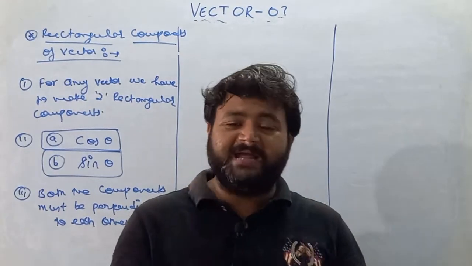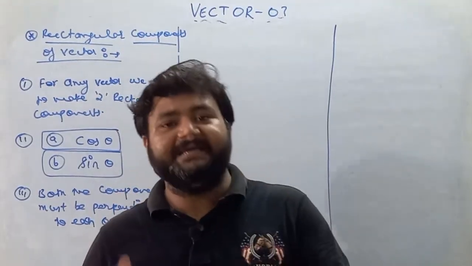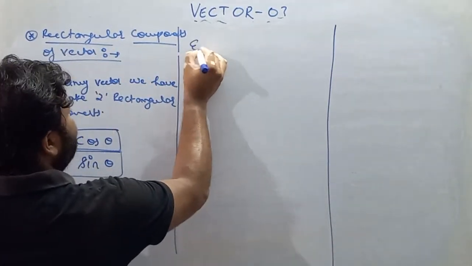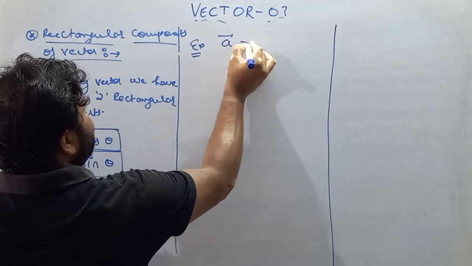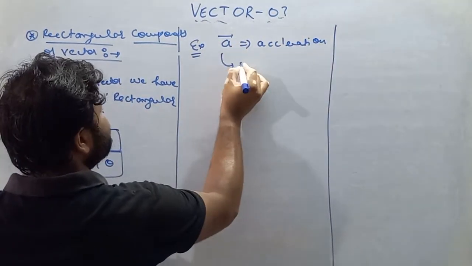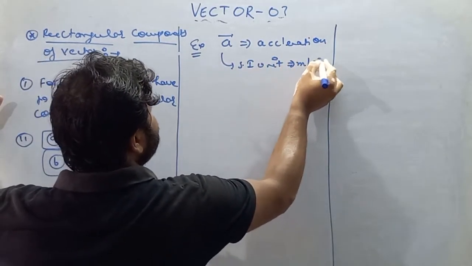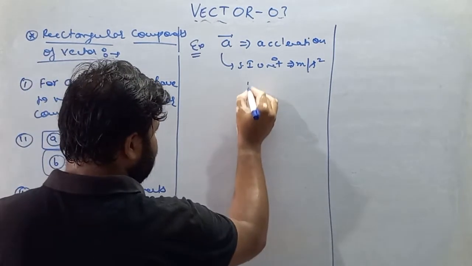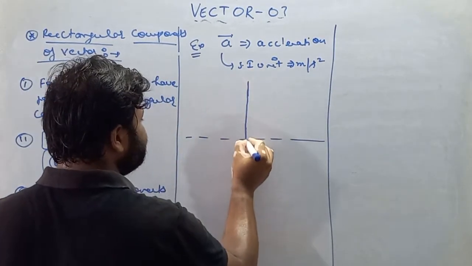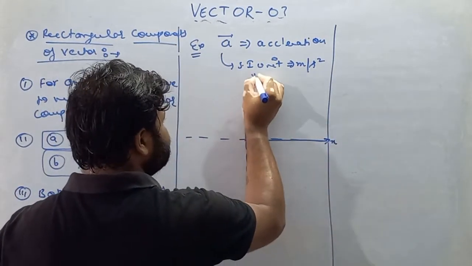Now see, when we form a rectangular component for any vector, let's suppose I am taking the example of acceleration. We know that acceleration is a vector quantity. Its SI unit is meter per second square. Now see, this is our Cartesian system. Let's suppose this is the y-axis and this is our x-axis.